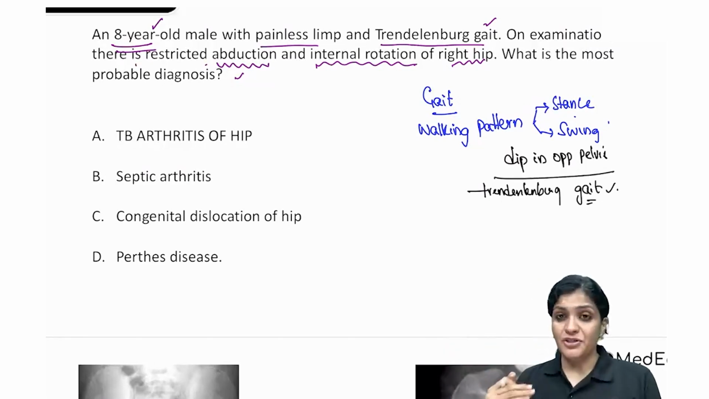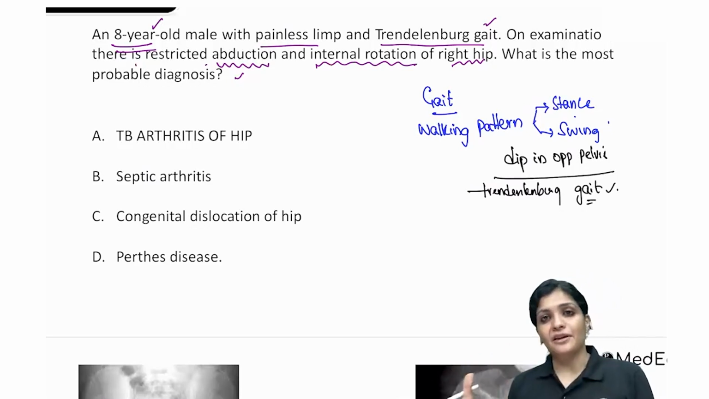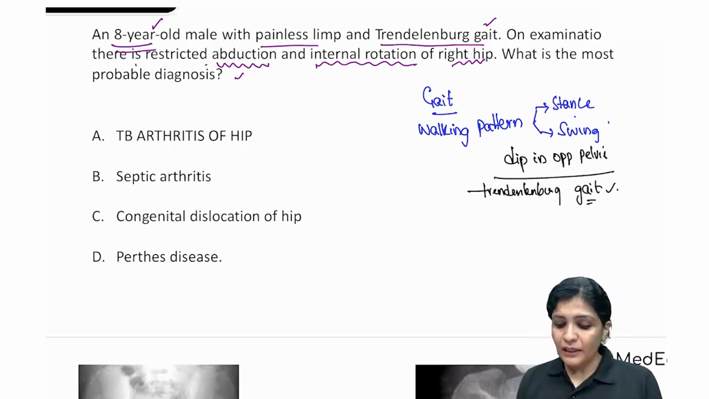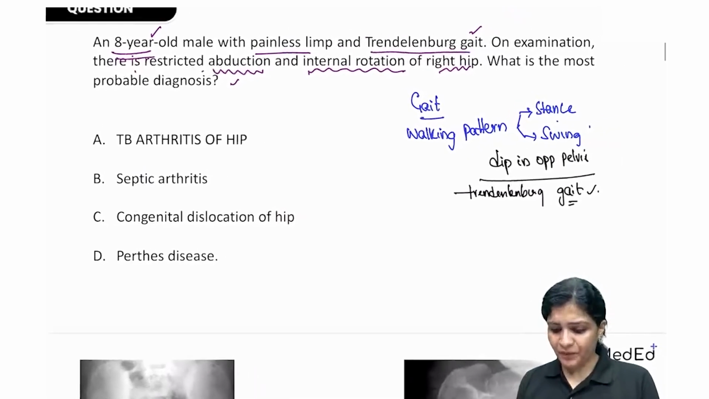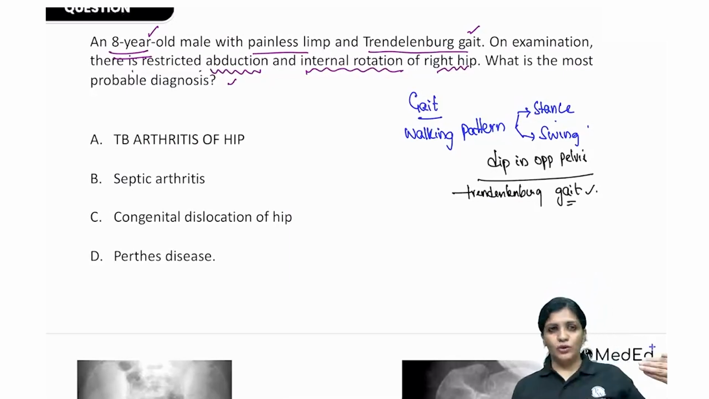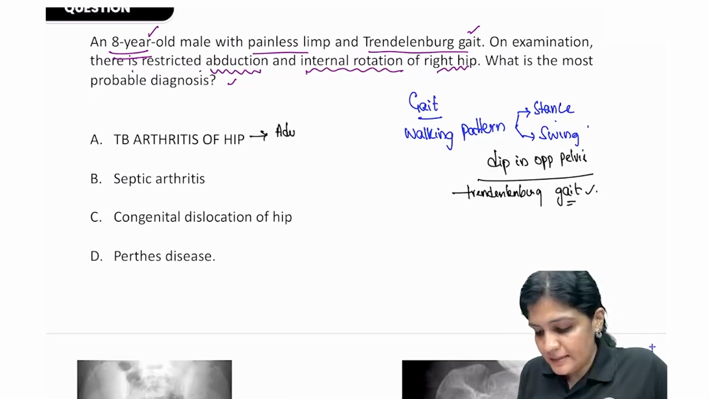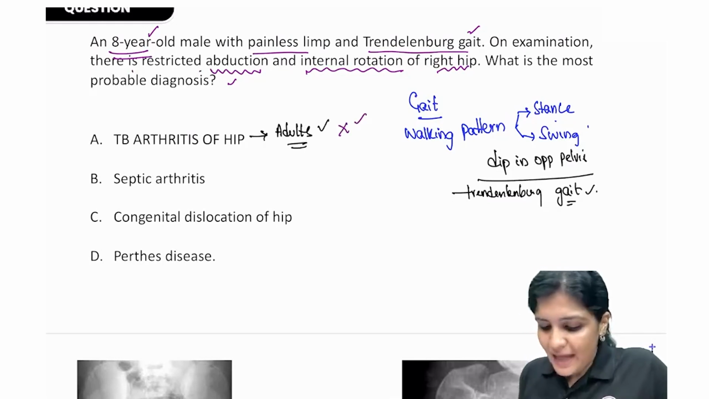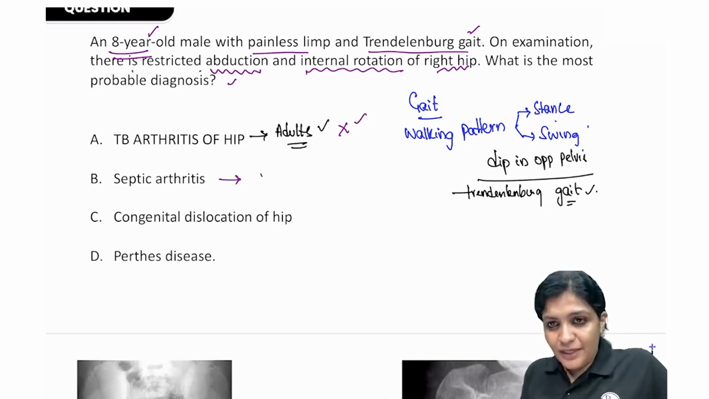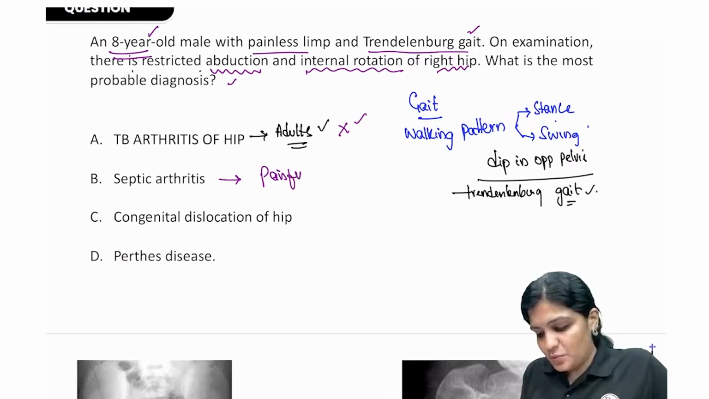And on the examination, they have found that there is a restricted abduction and internal rotation of the right hip. So here, let us go through the options. TB arthritis of the hip is usually seen in adults, very rarely seen in children. So for now, let us exclude it. Septic arthritis, whenever you see it, is painful, right? It is very, very painful, and they will have fever.